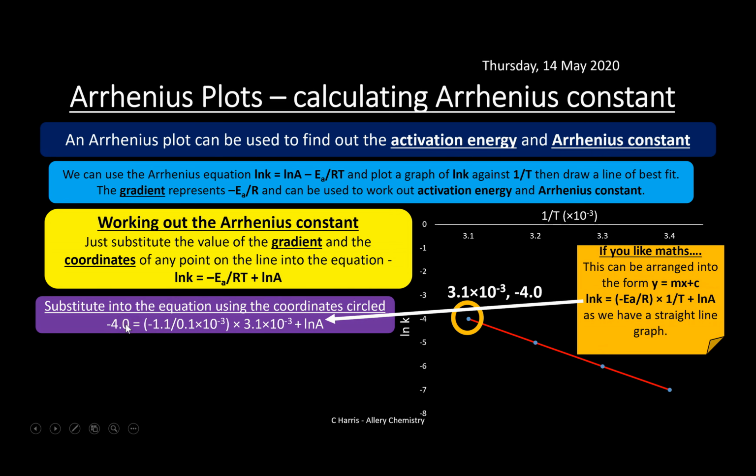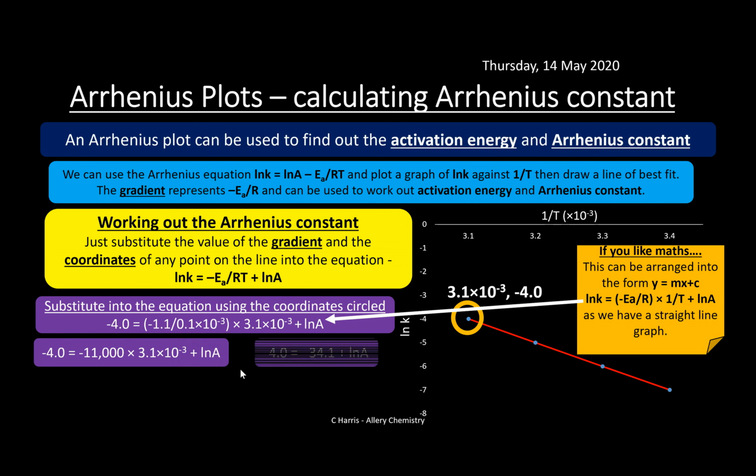So we're just putting the figures in here. So y is ln k, so that's minus 4, which is there. Okay, minus EA over R is the gradient, so that's the information we took from the gradient from the last slide. 1 over T is the x coordinate, and then ln A is the bit that we want to work out. So then, just to break it down a little bit more, still minus 4. We've worked out this bit in the brackets and put it there, that's just from the previous slide. 3.1 times 10 to the minus 3 plus ln A.